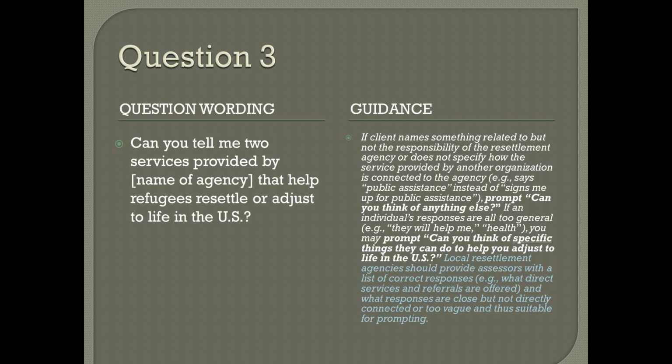All right, so this last part I've highlighted in blue. I want you to pay close attention to that since we will be speaking about that right now. Local resettlement agencies should provide assessors with a list of correct responses. For example, what direct services and referrals are offered, and what responses are close but not directly connected or too vague and thus suitable for prompting.